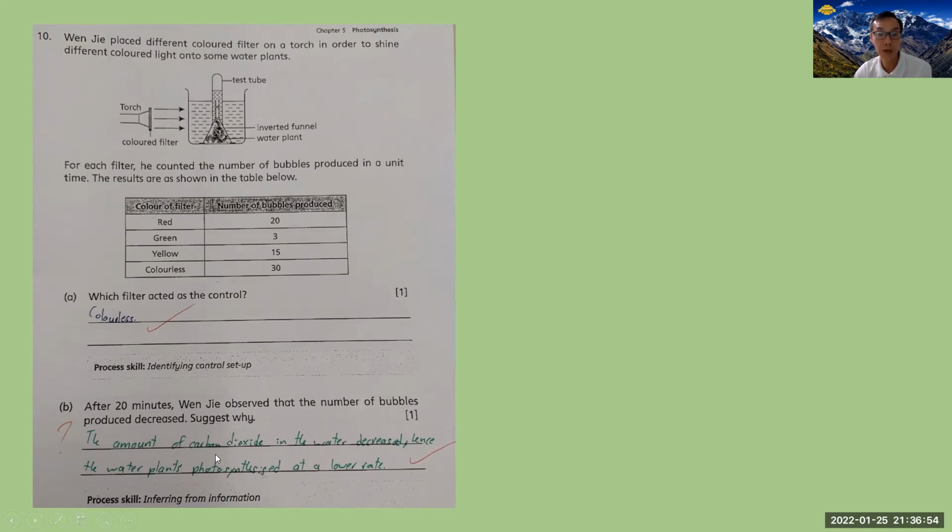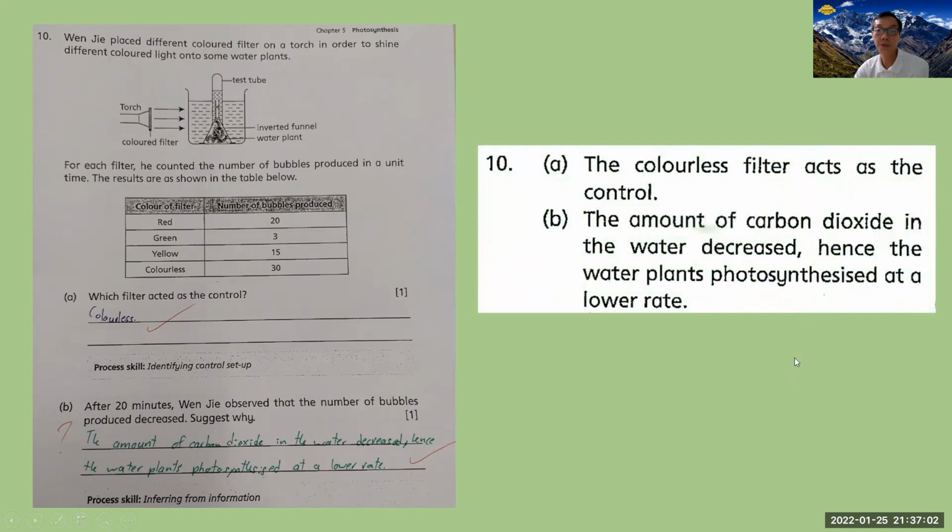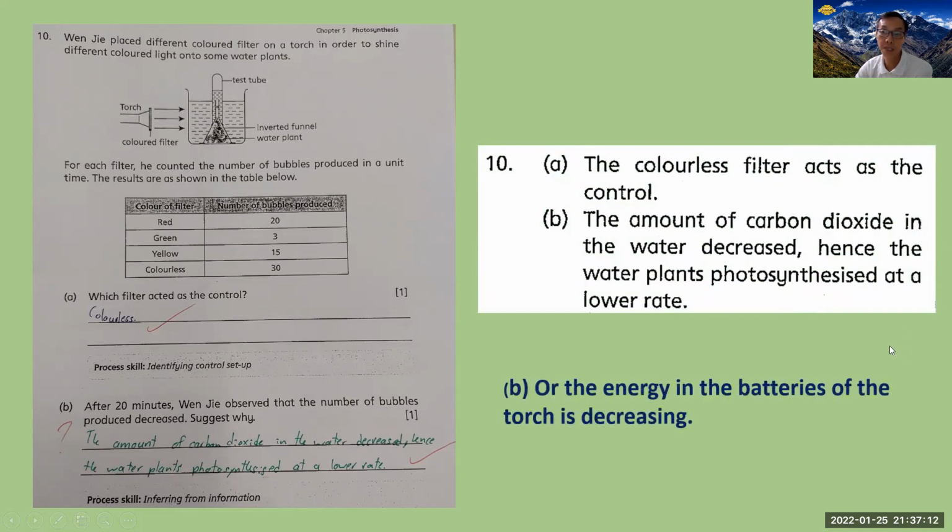Because the amount of carbon dioxide in the water decreased, hence the water plants photosynthesize at a lower rate. And this is the model answer. The colorless filter acts as a control. The amount of carbon dioxide in the water decreased. Hence, the water plant photosynthesizes at a lower rate. And perhaps there's another possible answer because they say suggest why. I do accept this answer if the student says the energy in the batteries of the torch is decreasing.